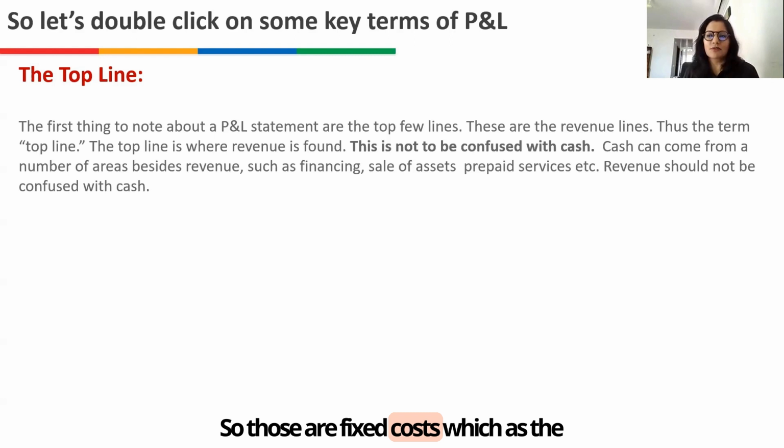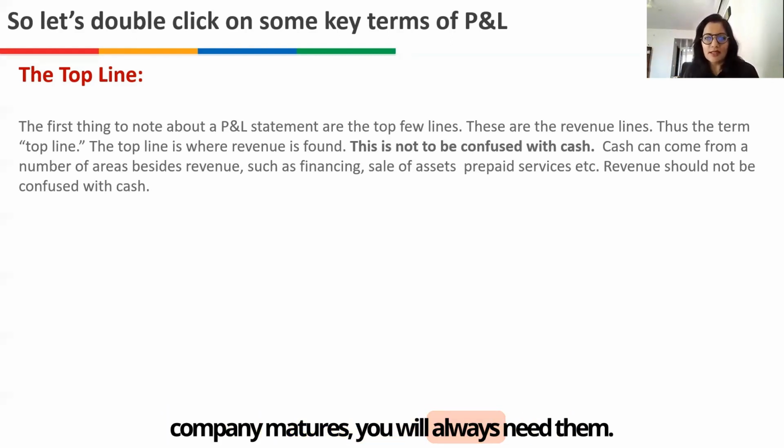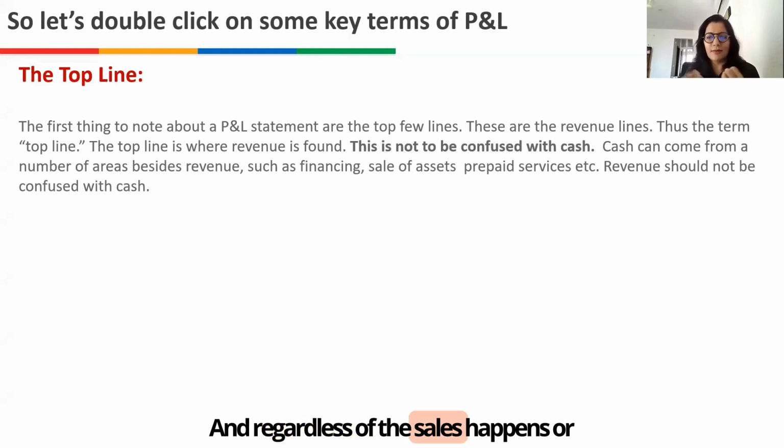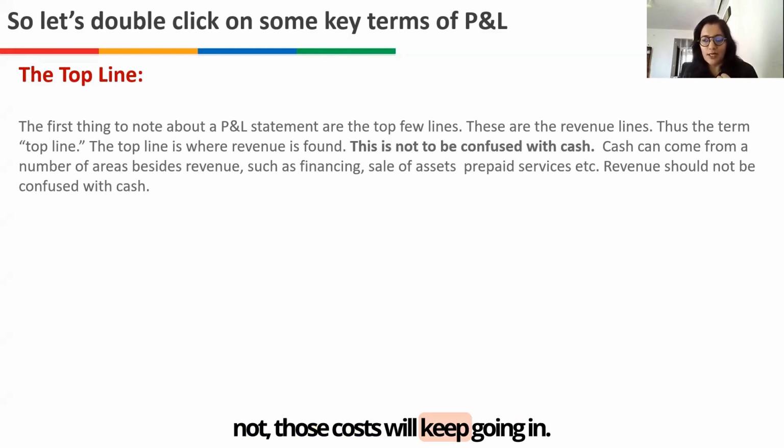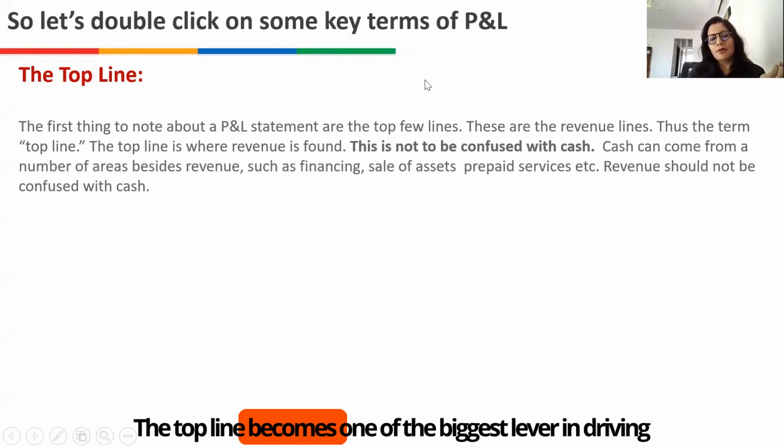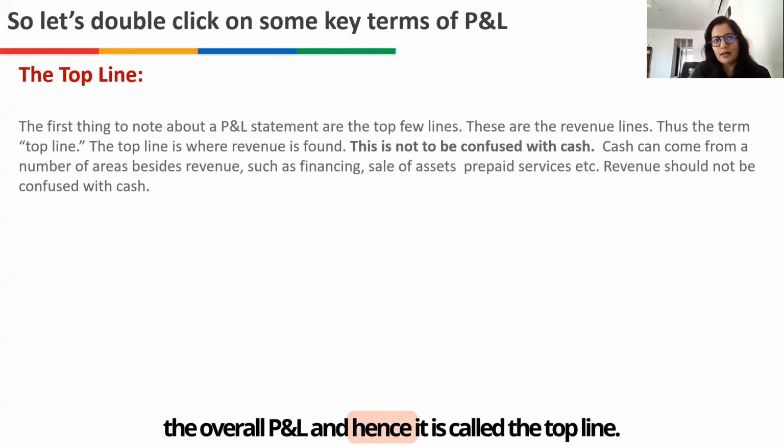So those are fixed costs which, as the company matures, you will always need, and regardless of whether sales happen or not, those costs will keep flowing in. The top line becomes one of the biggest levers in driving the overall P&L, and hence it is called the top line.